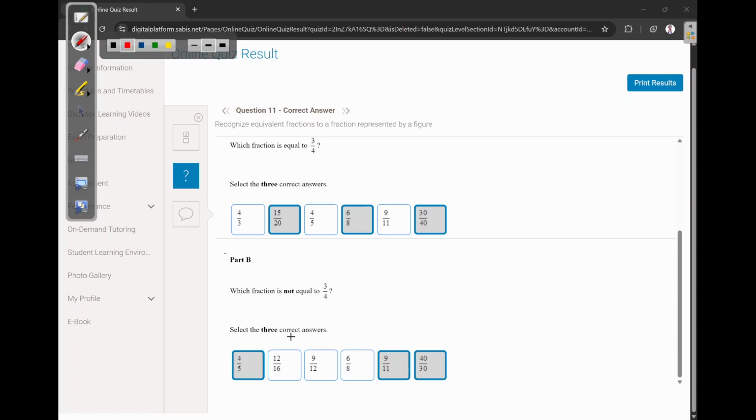Select 3 correct answers. Which fraction is not equal to 3 out of 4? 4 out of 5, because 3 cannot get to 4, so it is not equal, it's correct. 3 times 4 equals 12, 4 times 4 equals 16, so this one is incorrect because it is equal. 3 times 3 equals 9, 4 times 3 equals 12, so it is equal, so it is wrong. 3 times 2 equals 6, 4 times 2 equals 8, so it is equal, so it's wrong. 3 times 3 equals 9, 4 times 3 equals 12, and it is not equal. 30 cannot get to 40, and 40 cannot get to 30.